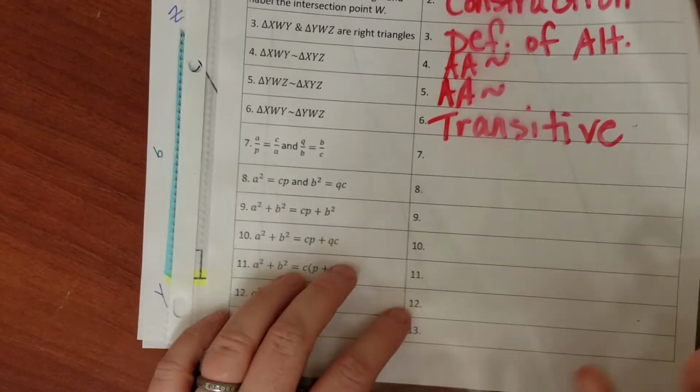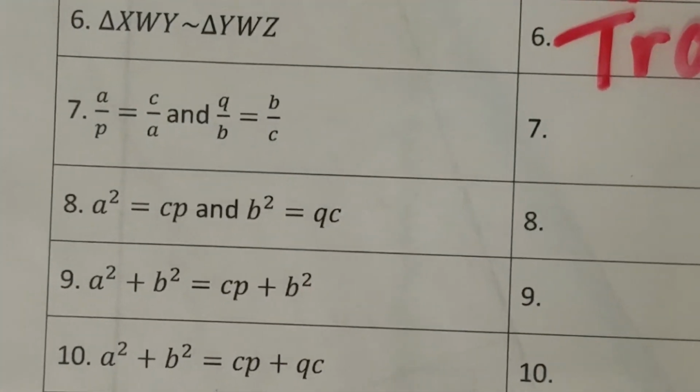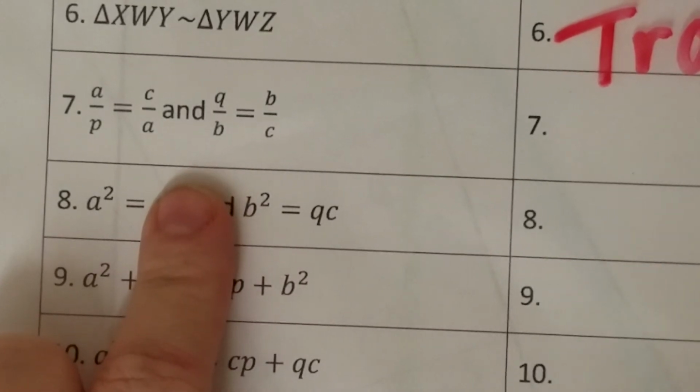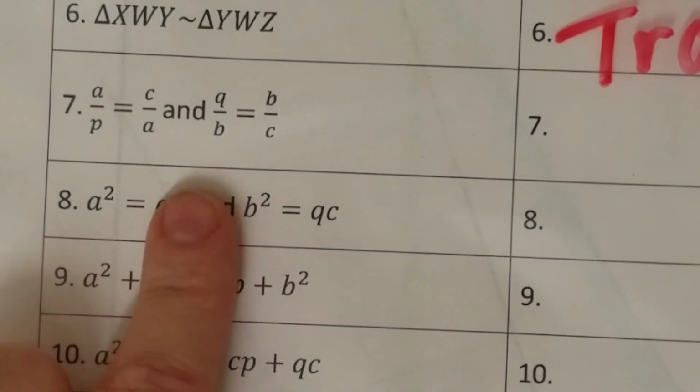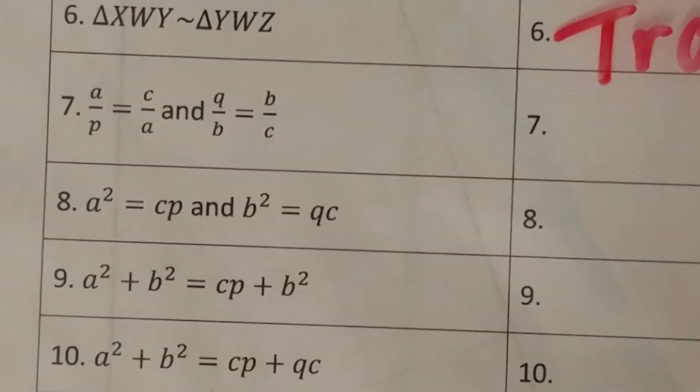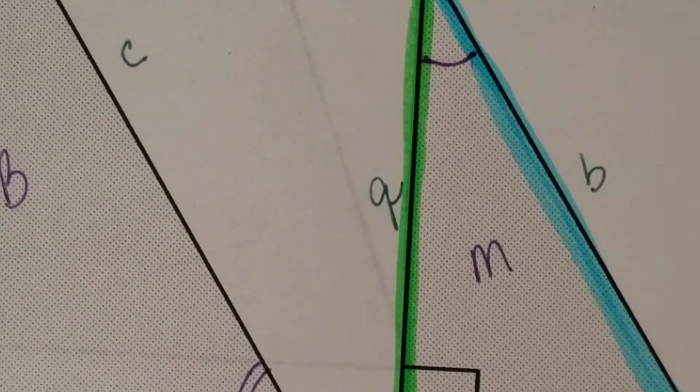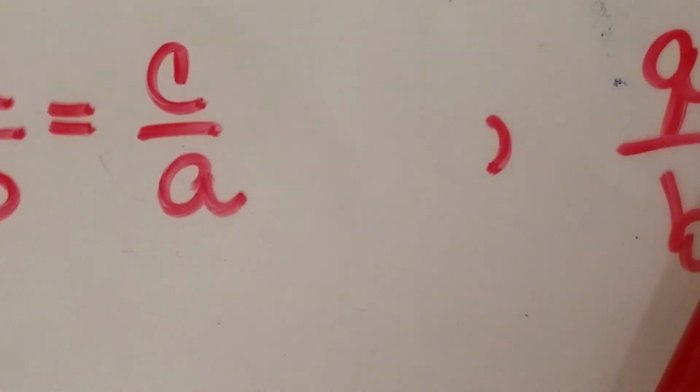All right, so let's go ahead and look at the two proportions that we're working with in the proof, and then we'll double check them with our three triangles to make sure that it makes sense. So we want that A is to P as C is to A. That's the first one. And then the second one says Q is to B as B is to C. Okay, so let's compare these proportions to our three triangles.